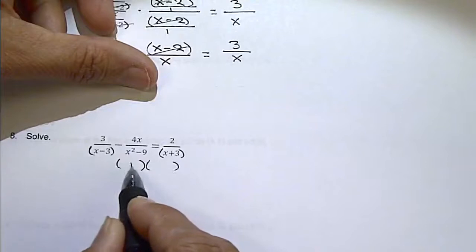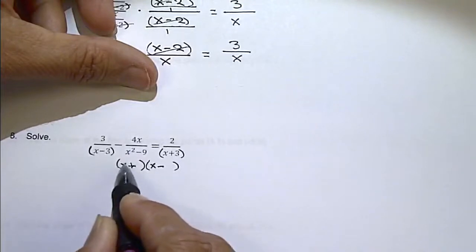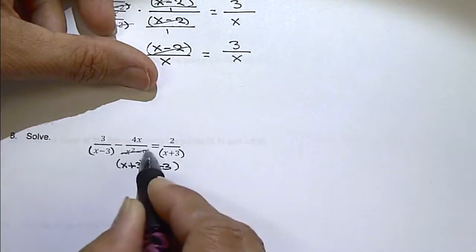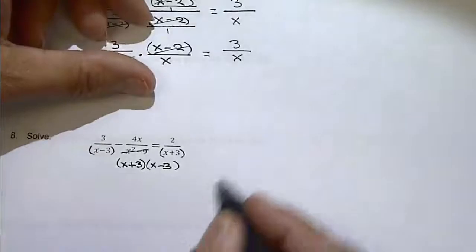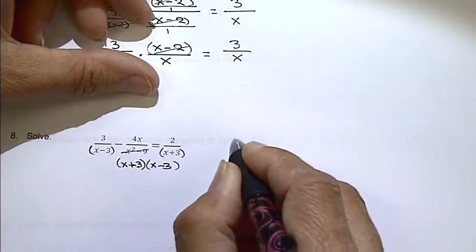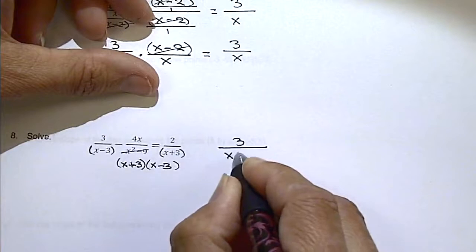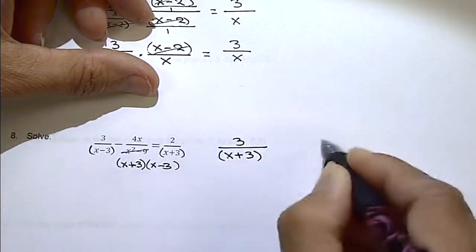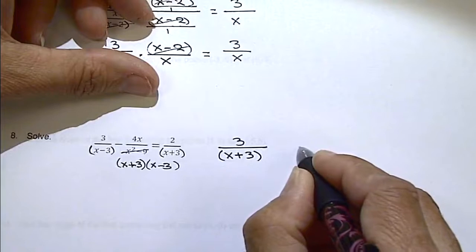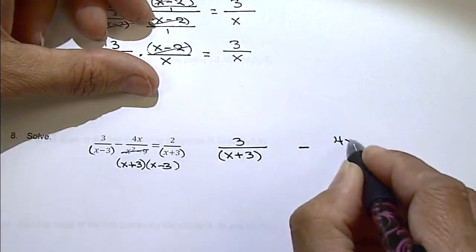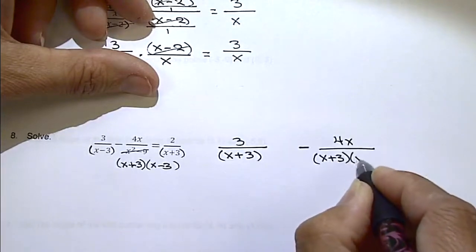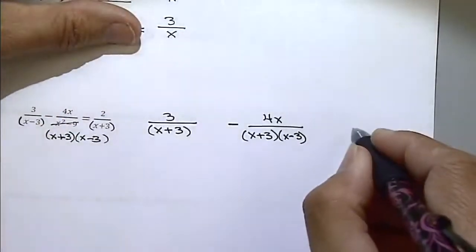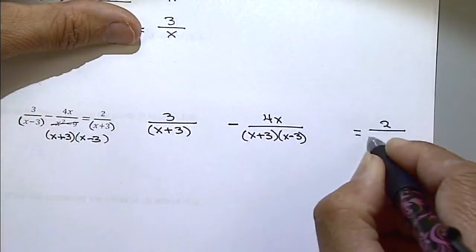It does. It's a difference of two squares. I'm going to draw a line through it. Now, you might want to rewrite this thing. I guess we should do that, shouldn't we? So this is going to be 3 over x plus 3, and give myself some space, minus 4x over x plus 3 times x minus 3, and that's going to equal 2 over x plus 3.